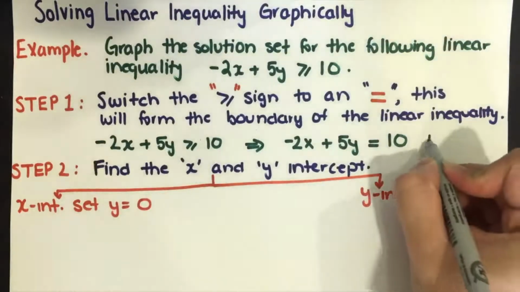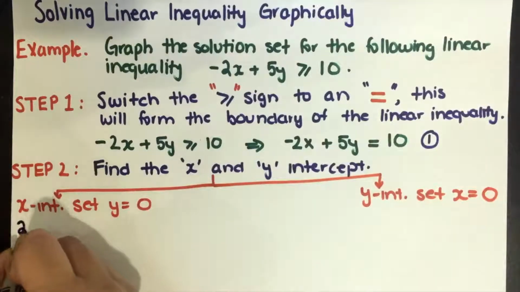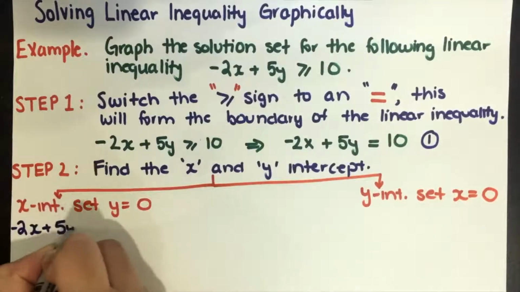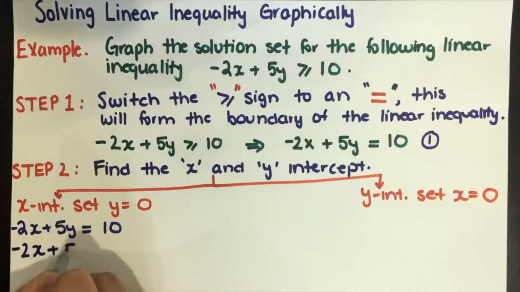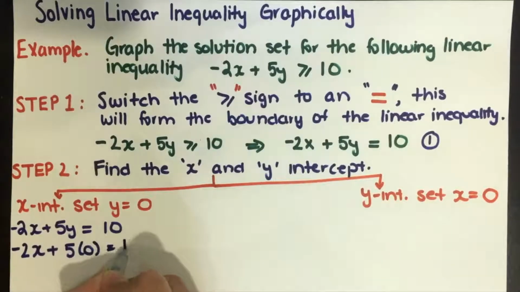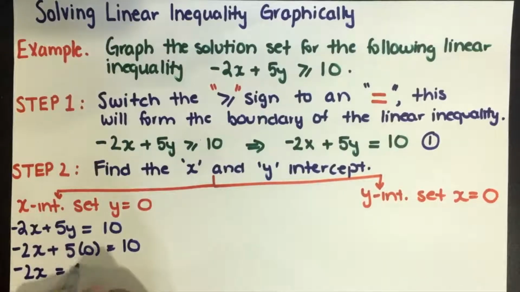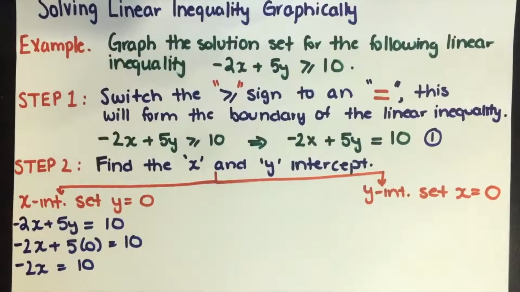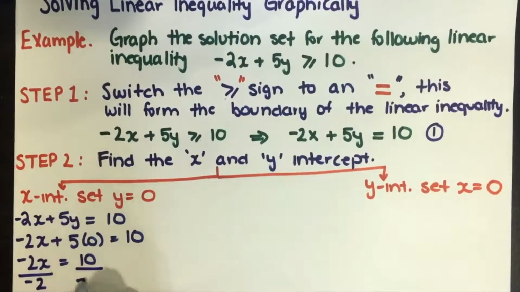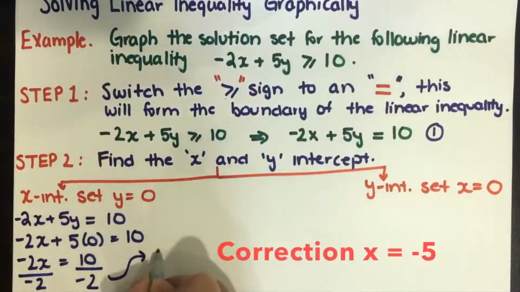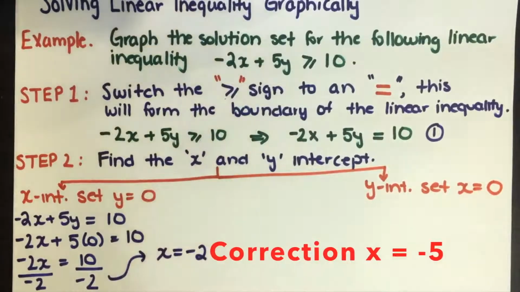So then we take this equality, negative 2x plus 5y equals 10, and now we set y equal to 0 and solve for x. So we have negative 2x plus 5 times 0 equals 10. 5 times 0 is 0, so negative 2x equals 10. Now we need to solve for x. Divide by negative 2, divide by negative 2, so x is negative 2.